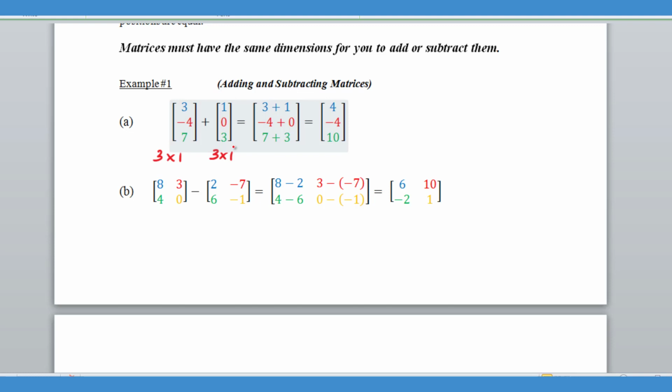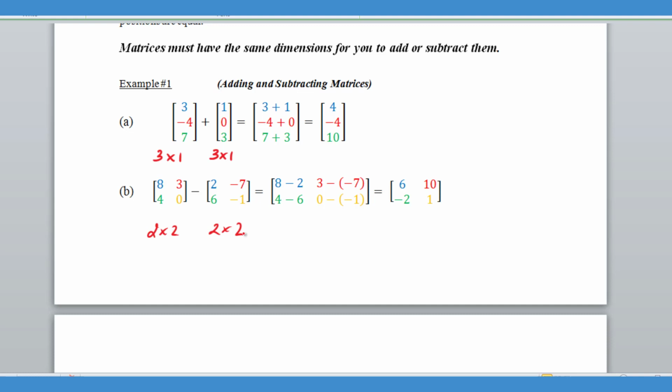Now, you can see that the 3 and the 1 are both in the first row, first column, and so I've color-coded those with a blue so that you could see that addition of 3 plus 1 is 4. And then we've got the rest of the parts of the matrix, and you can kind of follow along according to the color coding. Now, in part B, we have a little 2 by 2 matrix, and we're subtracting a 2 by 2 matrix. And of course, you can see I have an 8 and a 2, and then I'm subtracting. So 8 minus 2 is simple enough.